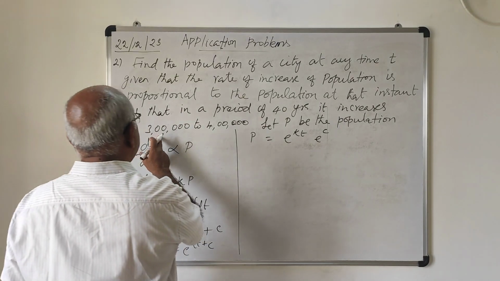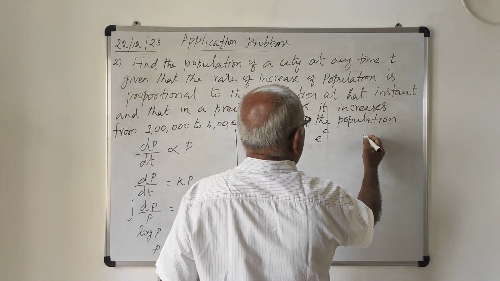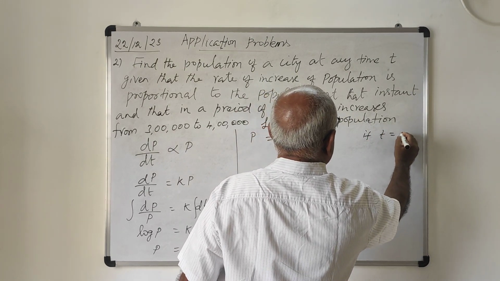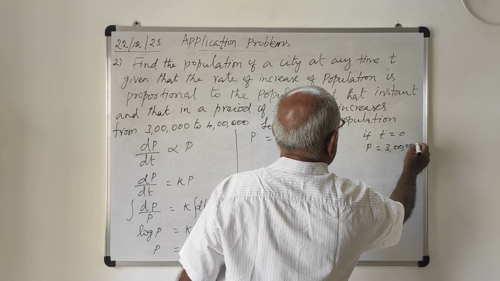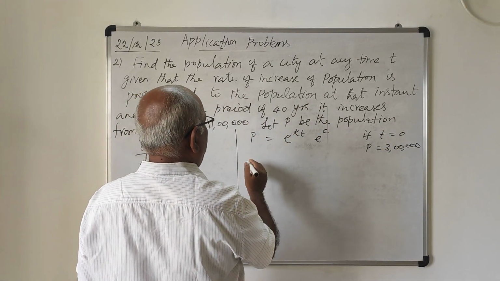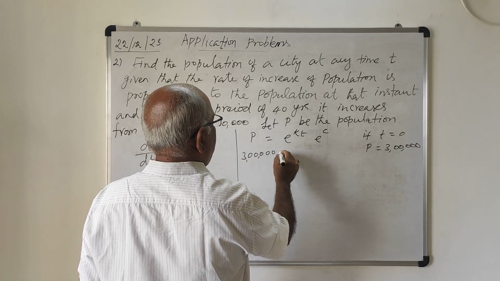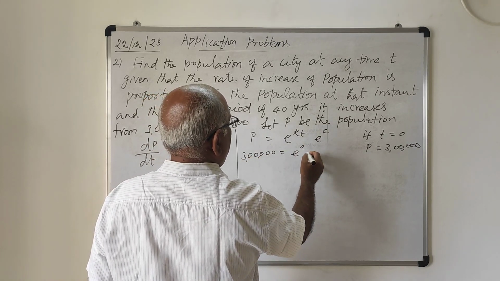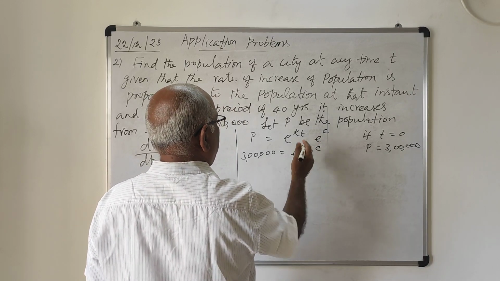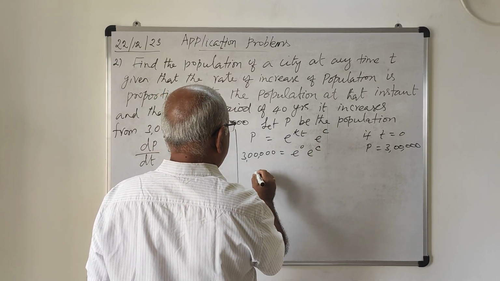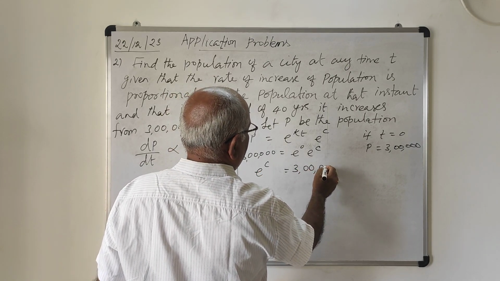Now, initially the population is 3 lakhs and the time is 0. Therefore, you will get 3 lakhs equals e power 0 into e power c. E power 0 is 1. Therefore, e power c equals 3 lakhs.